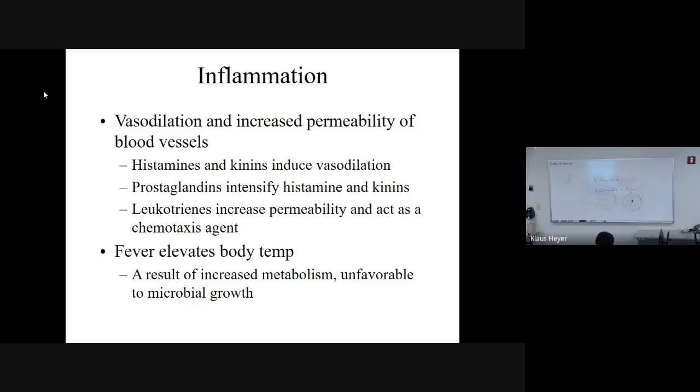But that's what we do. We've got to treat them.